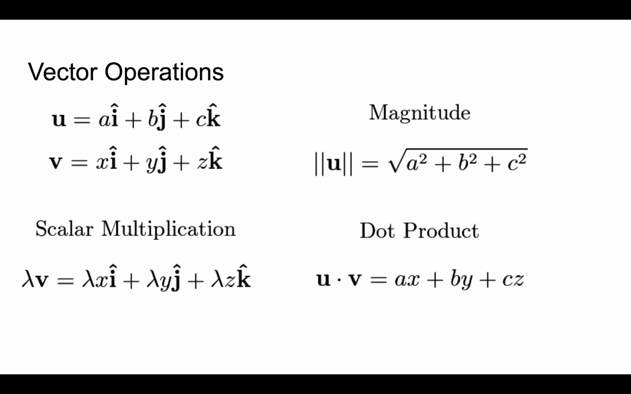So if you think about this, basically what we're doing is we're making each component longer by a factor of lambda, or we're lengthening the vector by a factor of lambda, and note that that does not change the direction of the vector at all.